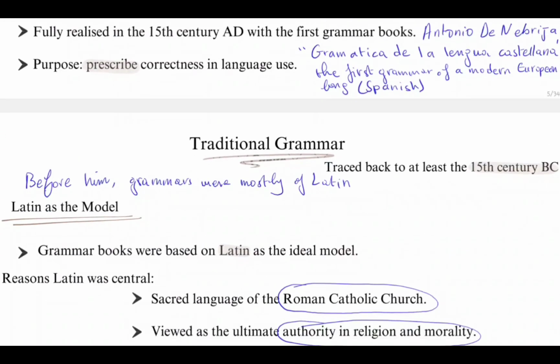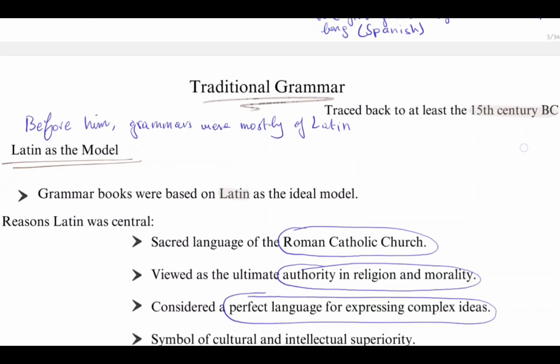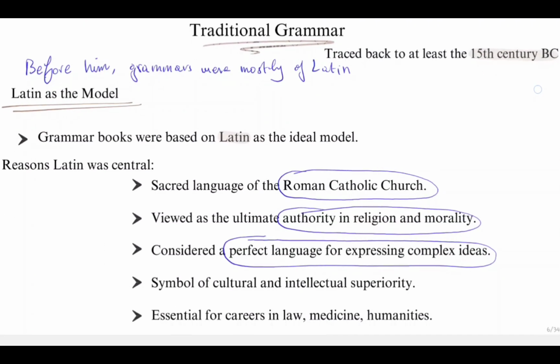Before him, and here we're referring to Antonio de Nebrija, grammars were mostly of Latin, all right? And so again, they were taking Latin as the model. So grammar books were based on Latin as the ideal model. And that is because Latin was considered a sacred language of the Roman Catholic Church. It was viewed as the ultimate authority in religion and morality, considered a perfect language for expressing complex ideas, a symbol of cultural and intellectual superiority, and it was also essential for careers in law, medicine, and humanities.